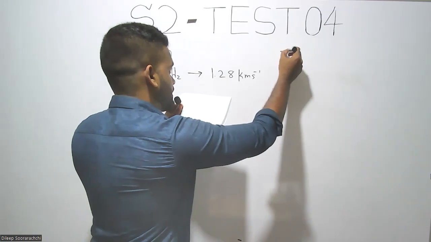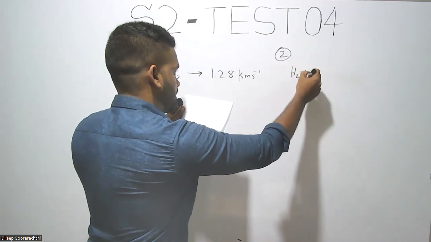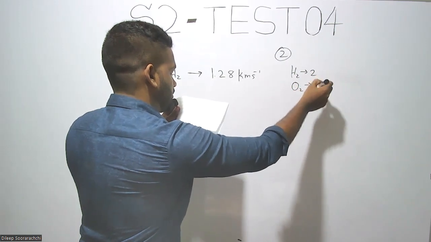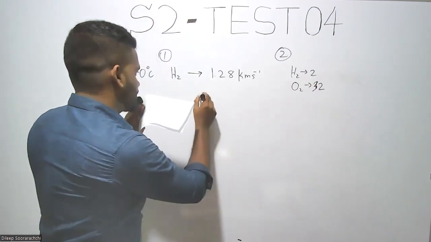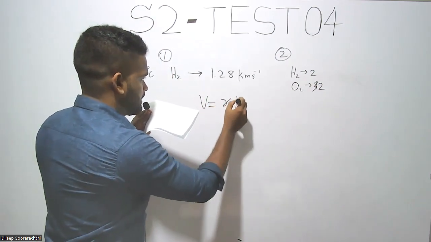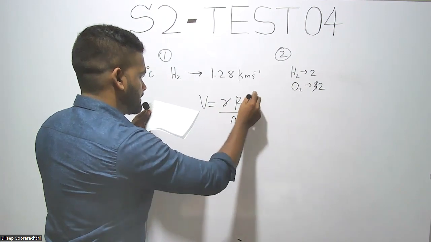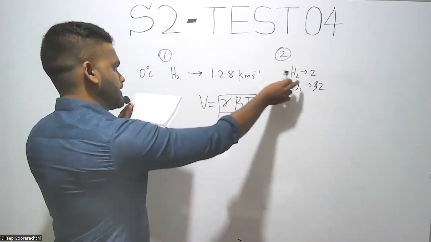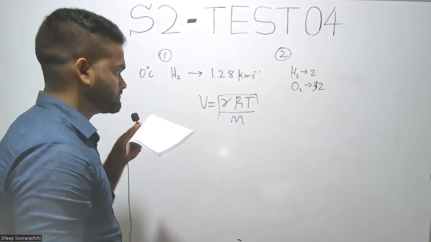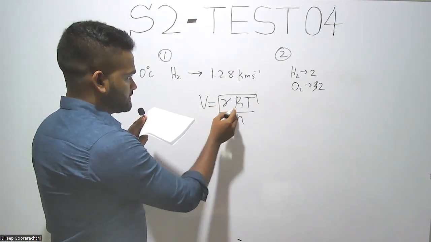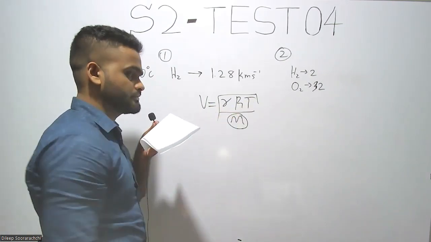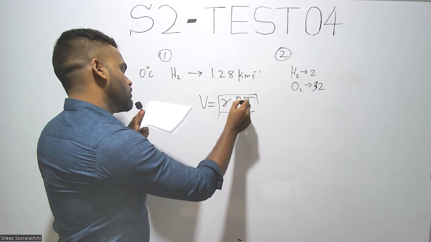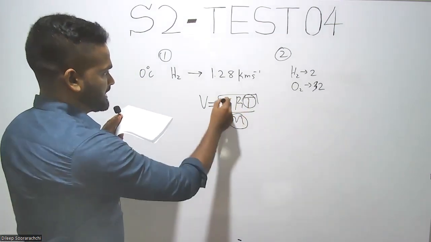For the second case, we have a mixture of hydrogen and oxygen. Hydrogen means 2, oxygen means 32. These are the molecular masses. Okay, so the equation for the sound velocity is V equals root of gamma RT divided by capital M. So if we compare these two cases, pure hydrogen and mixture of hydrogen and oxygen, the variable should be only capital M, molecular mass. Temperature also is same for both cases. So we can neglect these.